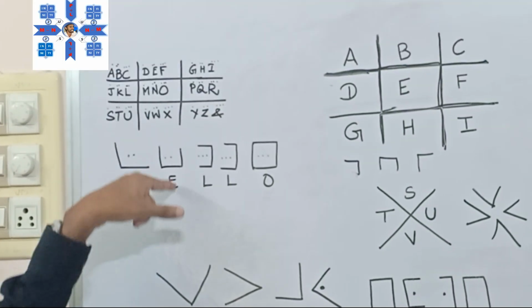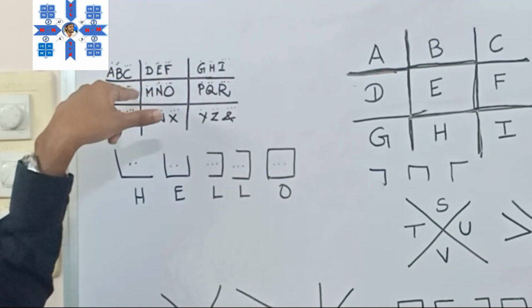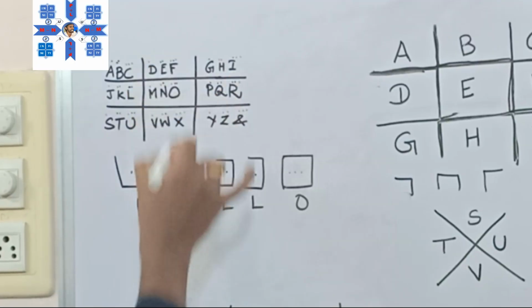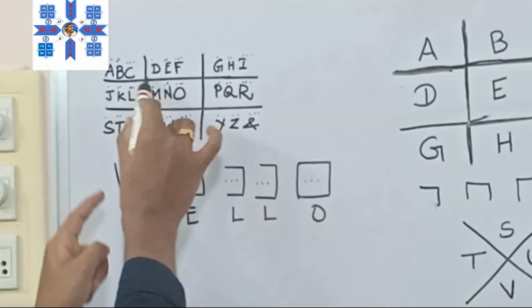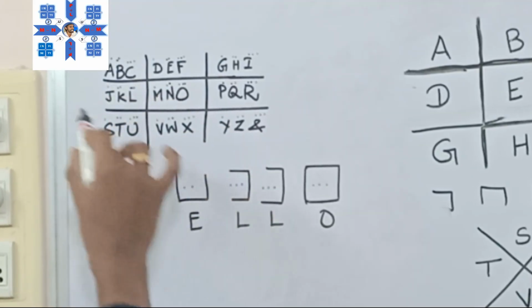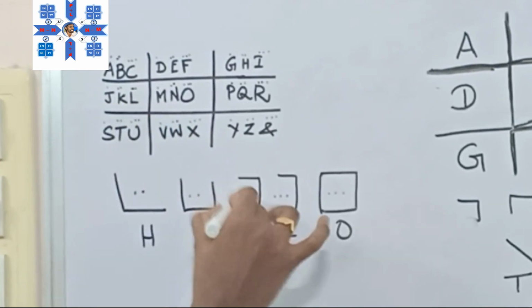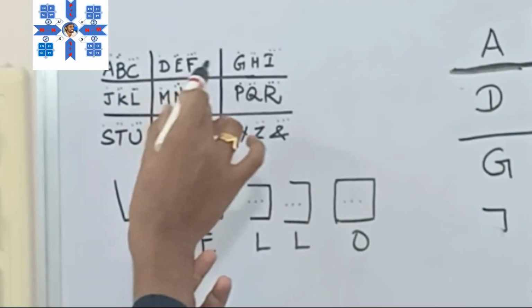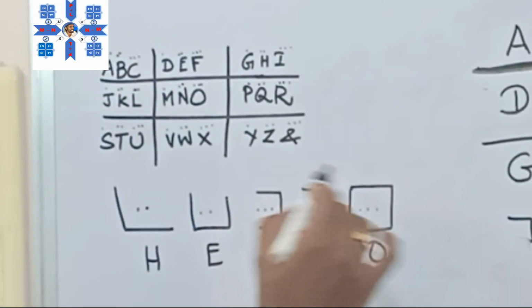Similarly, E. E belongs to the second cell, first row, so it should be of this position, and again it is the second position alphabet, so it should be 2 dots. Similarly, L. L is here, its position is traced from the cell, and it is the third alphabet in that particular cell, so 3 dots are given there. Similarly, O is placed here, so the geometric representation of the cell is given, and O is again the third alphabet in that cell, so 3 dots are given.